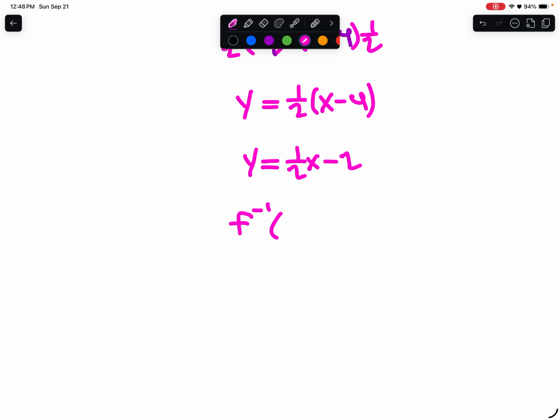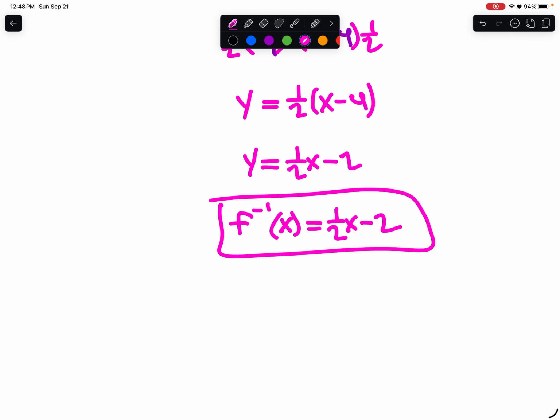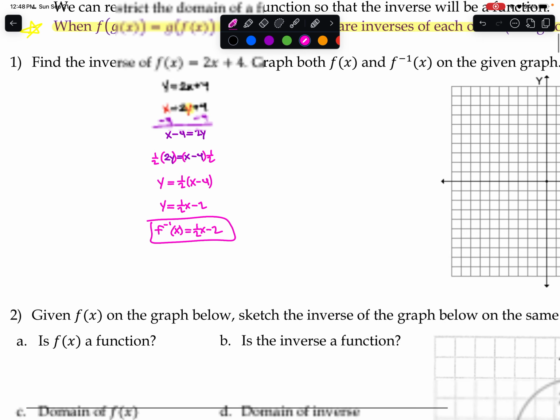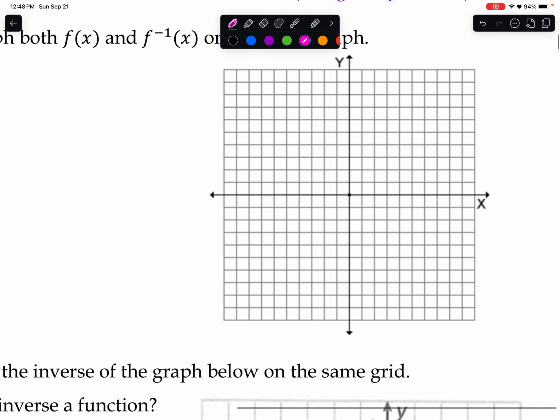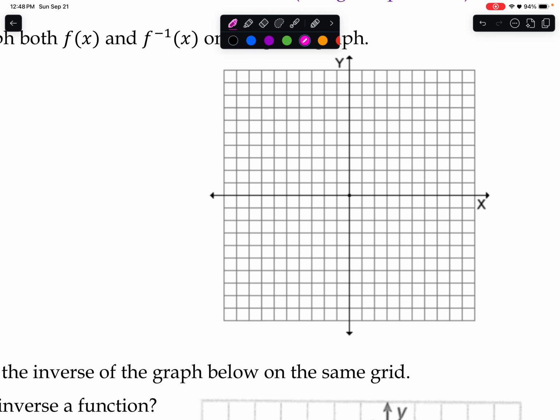So as we know from our linear equations, this is for sure a function. It passes the vertical line test, so I could write it as inverse of f. So now what I want to do is graph the original and the inverse on the grid that I have over here, just to see how these work.